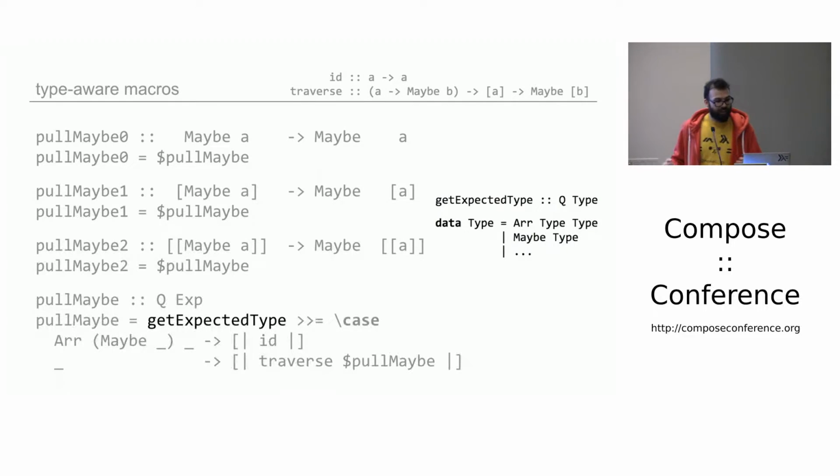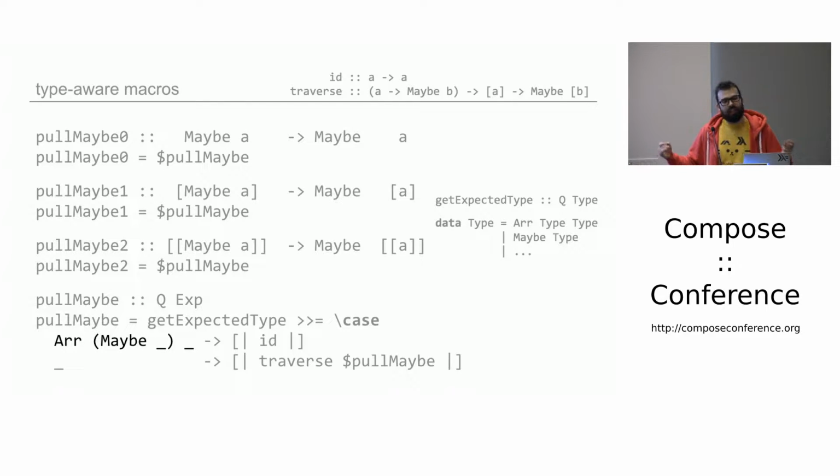So the way in which the type-aware macro does that is that we extend the, in this case, since I'm using the Template Haskell-like syntax, the macro runs in the Q monad, and so I postulate the existence of an action which runs in the Q monad, which returns a value of type Type. And so Type is just some data type that has a constructor for every type in the language. And in this case, I'm only interested in arrow and maybe. But there would be plenty more. So getExpectedType returns a value of type Type, and then I can pattern match on it to determine which code I want to generate.